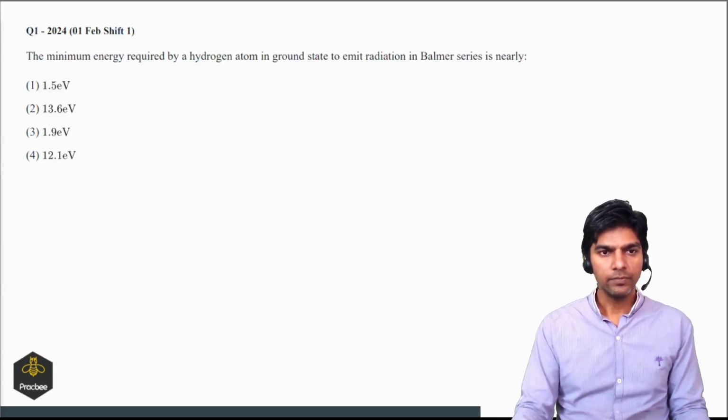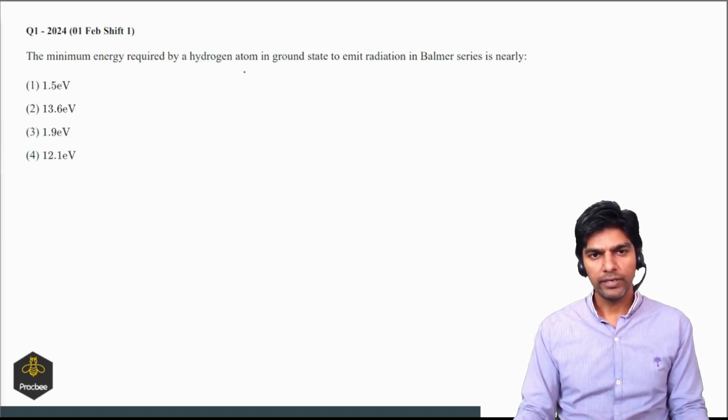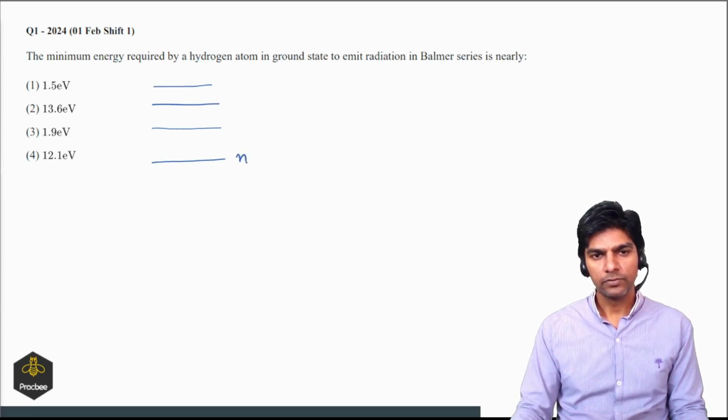Let us see the next question. The minimum energy required by a hydrogen atom in the ground state to emit radiation in the Balmer series is nearly? What do we mean by Balmer series? Let me show the energy levels first. Suppose this is the ground state, then this is the first excited state, this is the second, and this is the third, like this. So n is equal to 1, n is equal to 2, here n is equal to 3, and n equals 4.